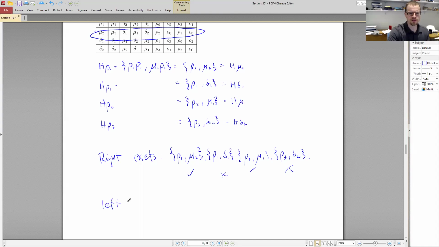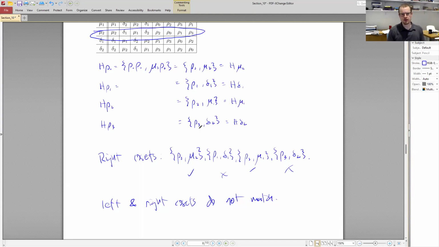So left and right cosets do not match. Because the question is do all of them match? And the answer is no, they don't all match. Since I have some that do not, I consider in general, no, they do not match.